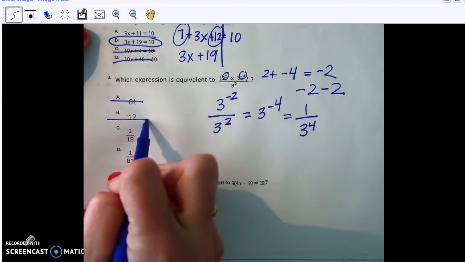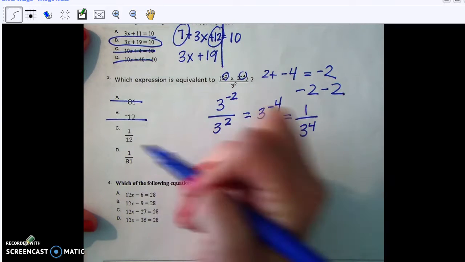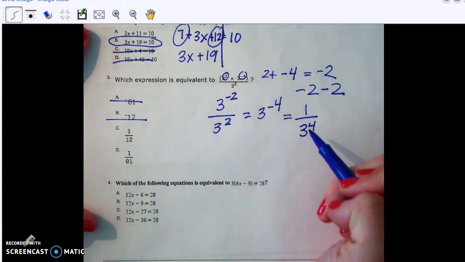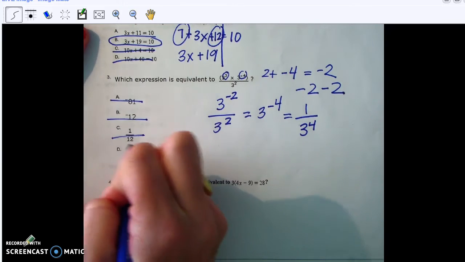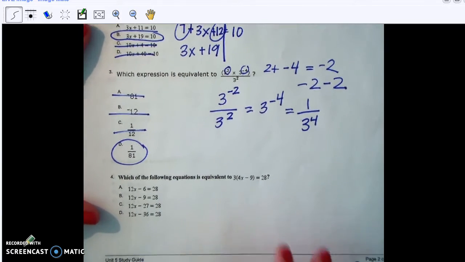So I can cross out A and B, and I just need to figure out, is 3 to the 4th 12, or is 3 to the 4th 81? Well, 3 times 4 is 12, so I know that's not the answer. So D would have to be my answer.